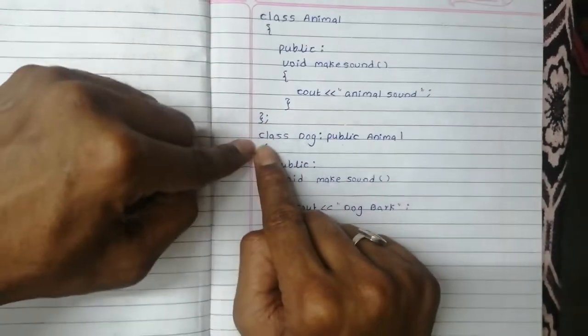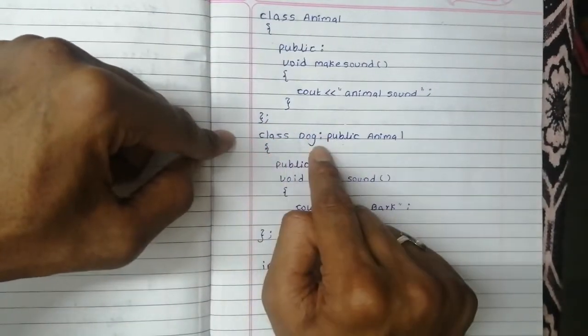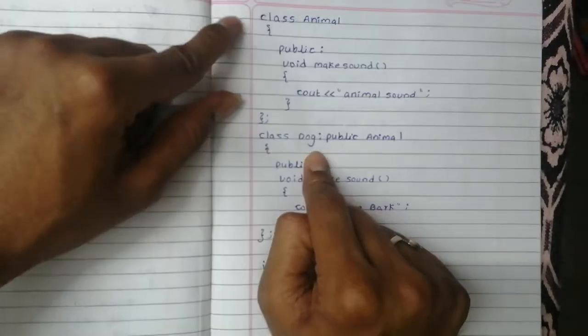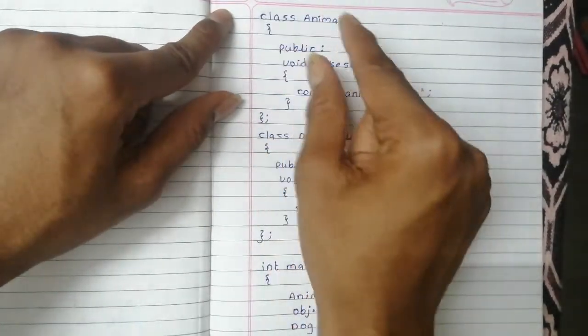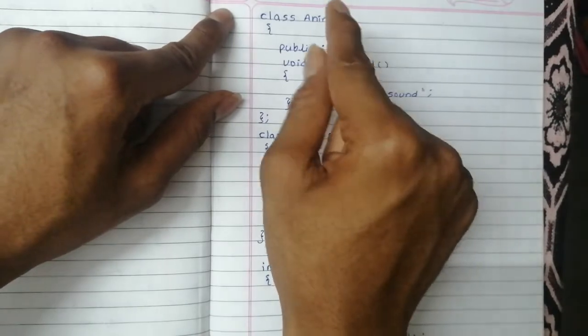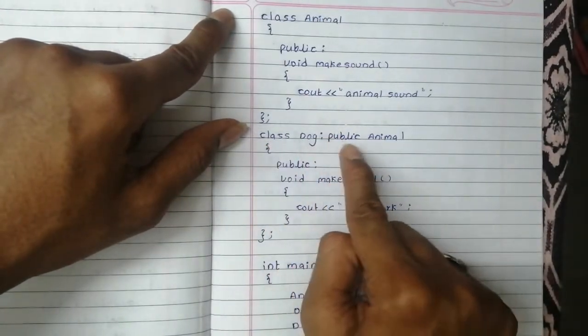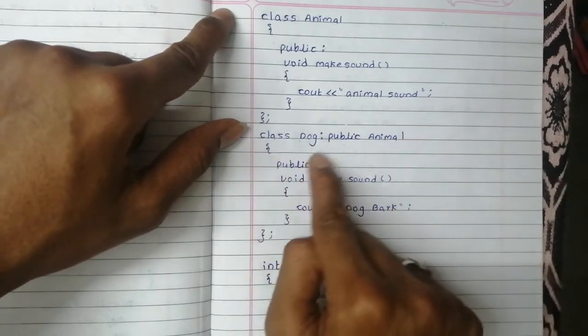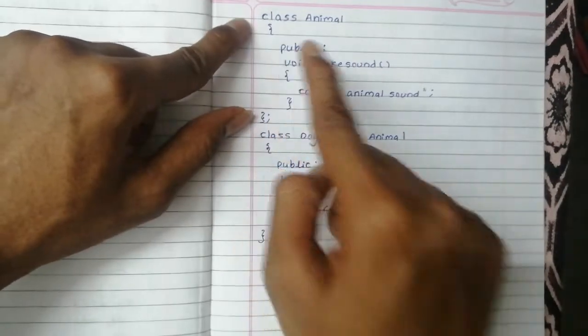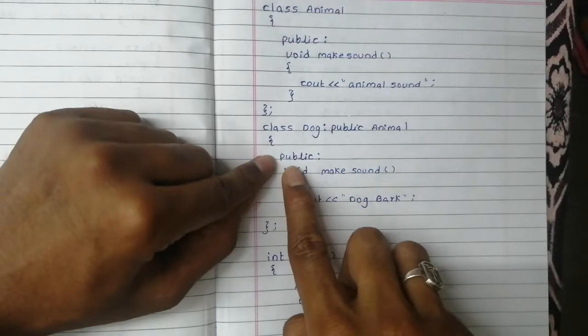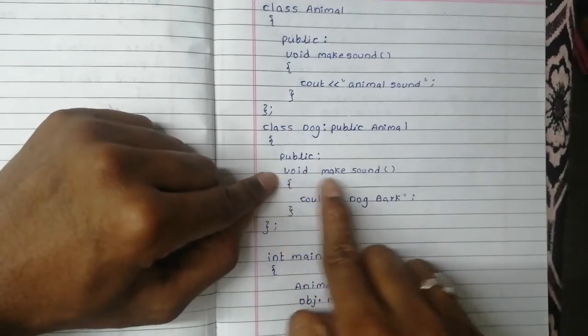And we have declared another class, Dog. This class Dog is going to inherit the properties from the class Animal, and it must be declared like this: class Dog colon public Animal. So this class Dog is going to inherit properties from this class. In the class Dog we have declared the public specifier and void makeSound.